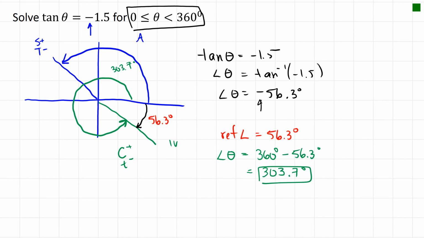How are we going to do that? Well, we're using the reference angle. The reference angle is exactly the same. So in this case, the reference angle is 56.3 degrees, which means the second, or the blue angle, is 180 degrees minus 56.3 degrees, which is 123.7.